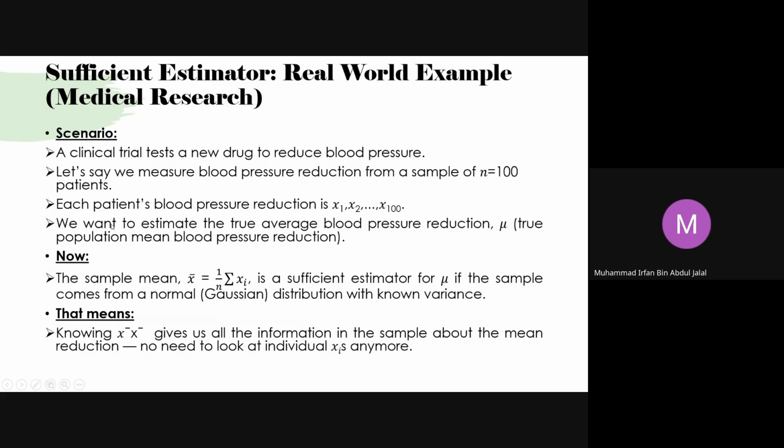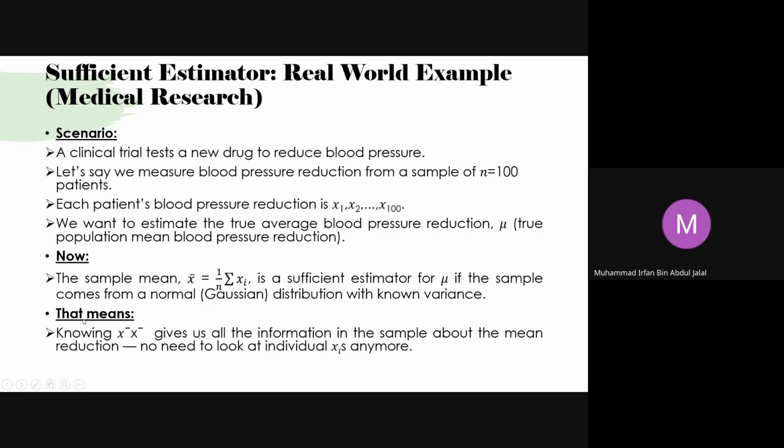So in this case we want to estimate the true average blood pressure reduction at the population level, which is the true population mean blood pressure reduction. So consider satu estimator ni, nama dia sample mean for the blood pressure reduction. Is considered a sufficient estimator for mu if the sample comes from a normal Gaussian distribution with known variance.